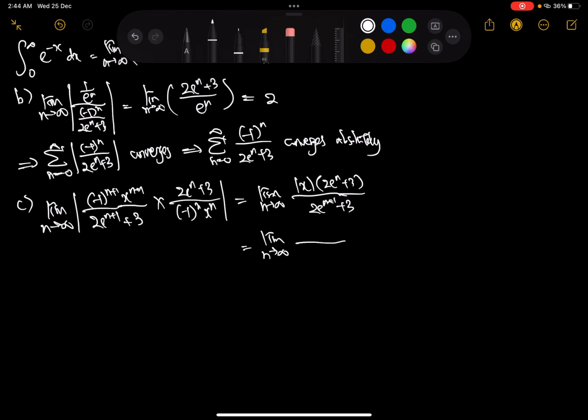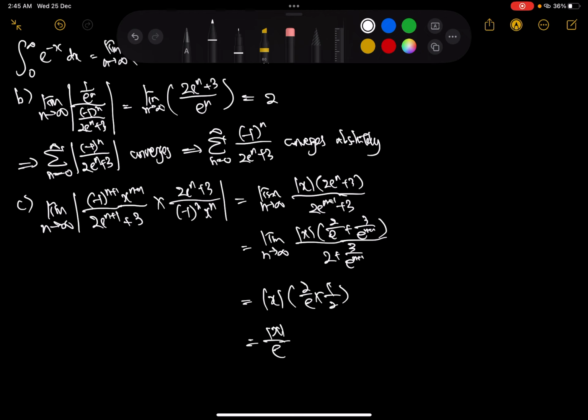Now we compute the limits. That's the absolute value. So that's 2 over e to the n plus 3, whoops, plus 3 over e to the n plus 1, 2 plus 3e over n plus 1. So that's just x times 2 over e times 1 over 2, which is just x over e.